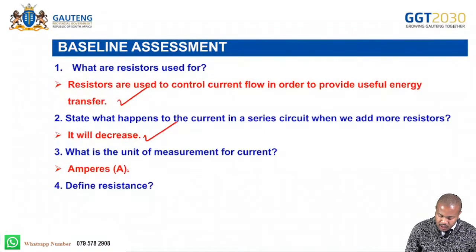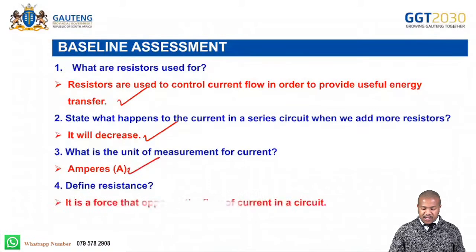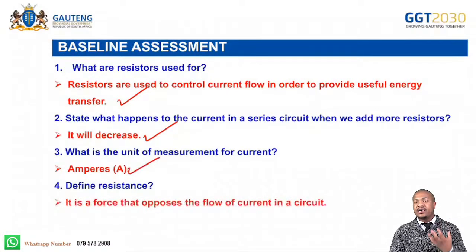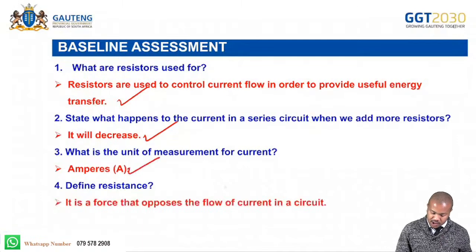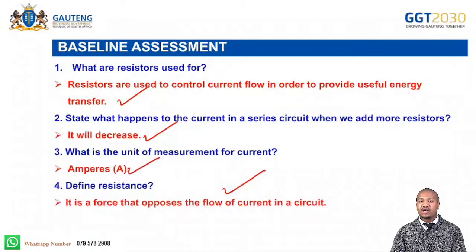Having the symbol A. Then define resistance. So resistance is simply a force that opposes the flow of current in a circuit. So that's all for our baseline assessment. And yet again, I'm going to give you a quick minute to copy down the corrections. Then after that, we shall continue together with our lesson.